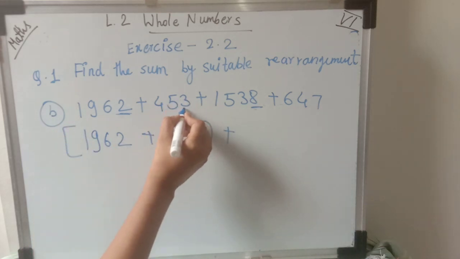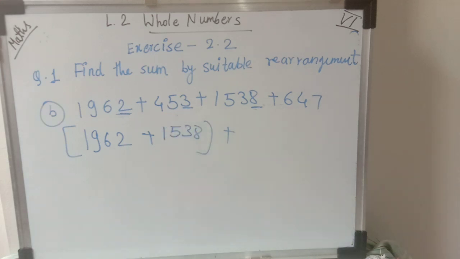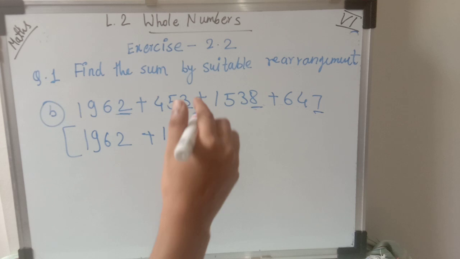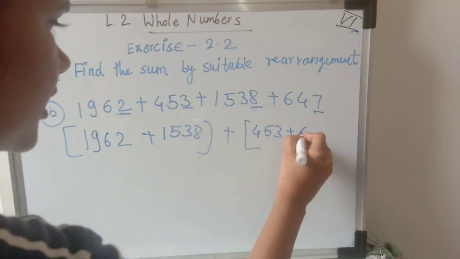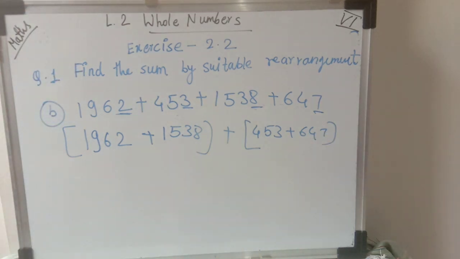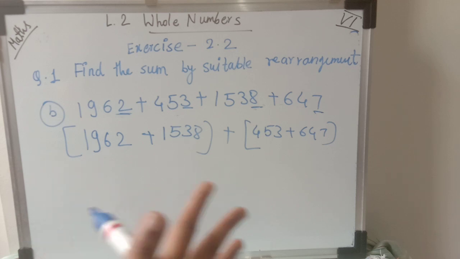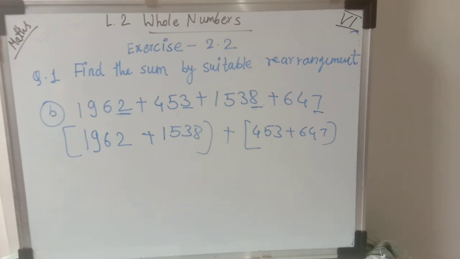And here 453, last digit is 3, and here 7 is there. If I add them together, again I will get 0. So I will arrange them in another order. So 453 plus 647. I told you the two possibilities. First, you can add the 4 digit numbers first, then you can add the 3 digit numbers. Second possibility, add the last digits, and if you will get 0, add them together. So that is the second possibility.